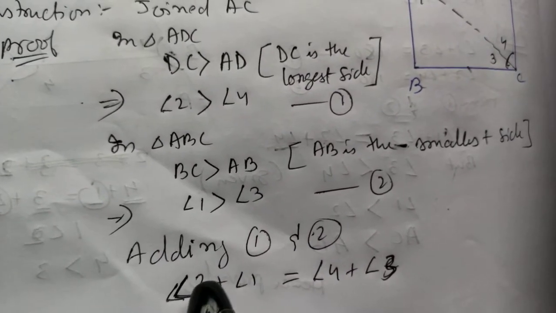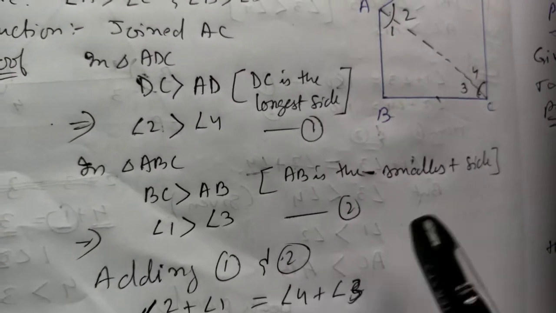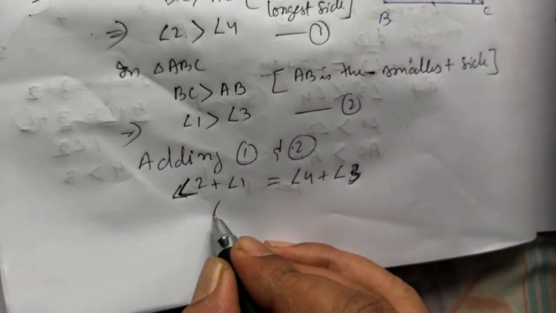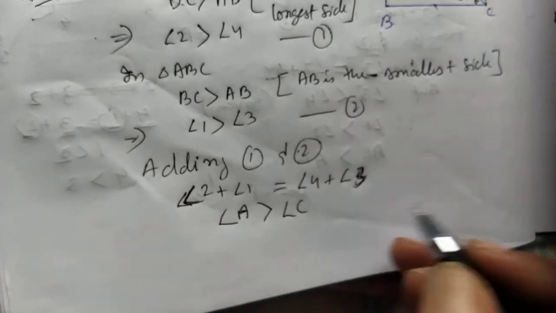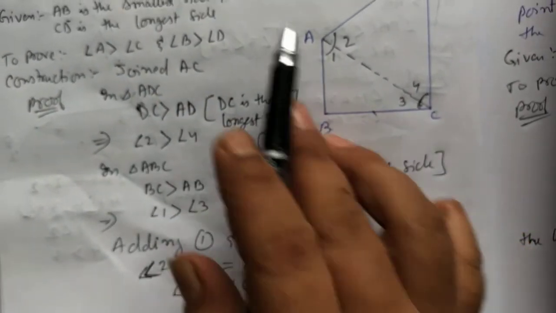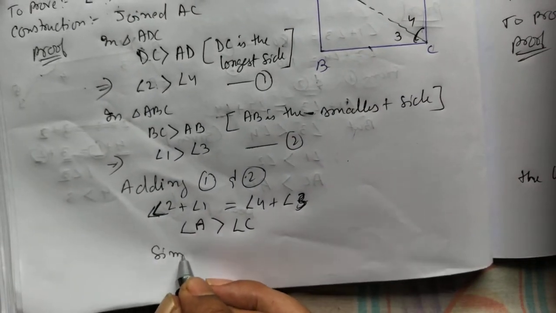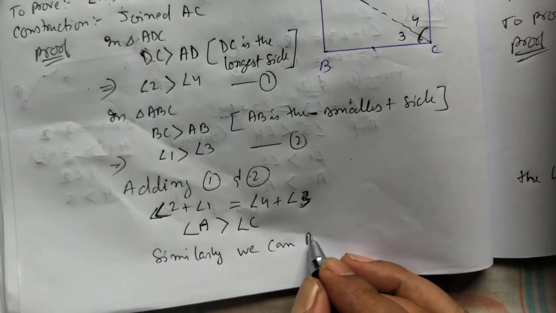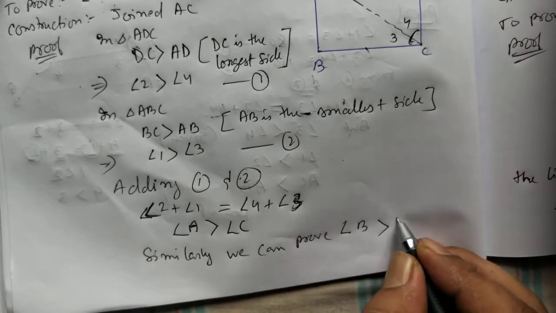Now see the diagram. Angle 2 plus angle 1 is what? Angle 2 plus angle 1 is angle A, and angle 3 plus angle 4 is angle C. So we can write angle A is greater than angle C. So we got the proof. Second proof, similarly, we can prove angle B is greater than angle D.